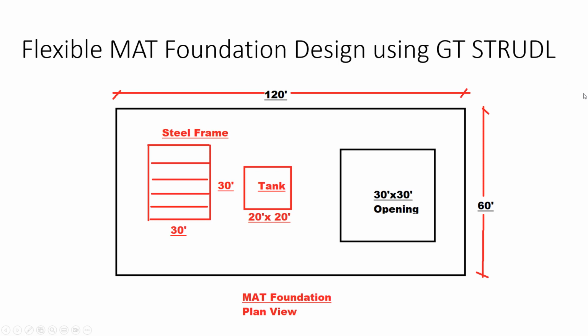Now, just to give you an example of a mat foundation, it could have a complex geometry, could have openings, it could have a tank sitting on top of it, a concrete tank or a steel tank. It can have several of these steel frames also attached to it. On some of them, I've also designed mats with gantry cranes on top of them, so you can have moving loads on top of it too.